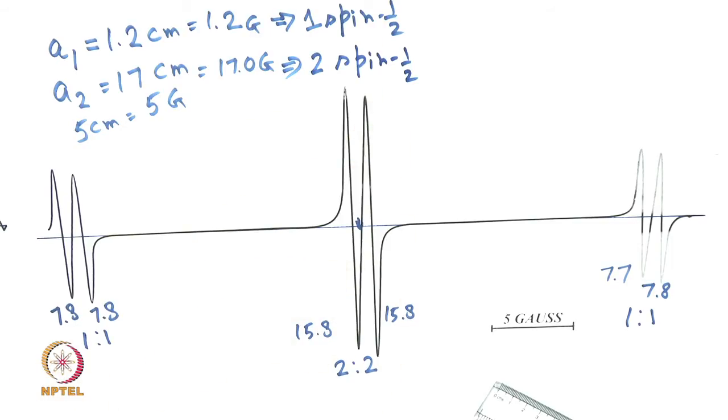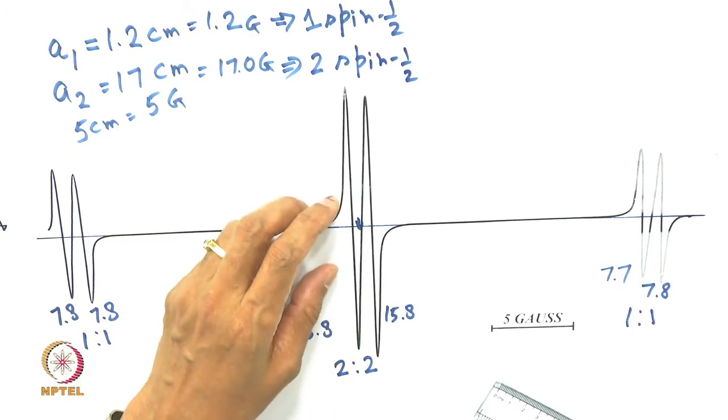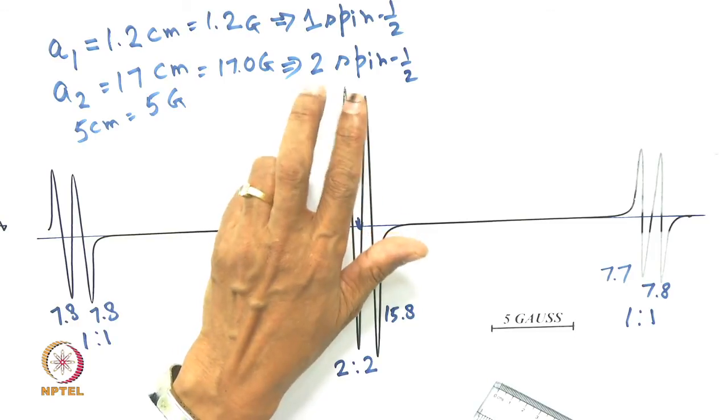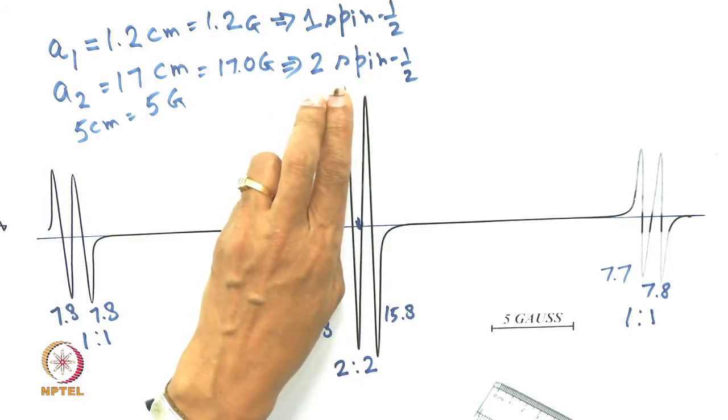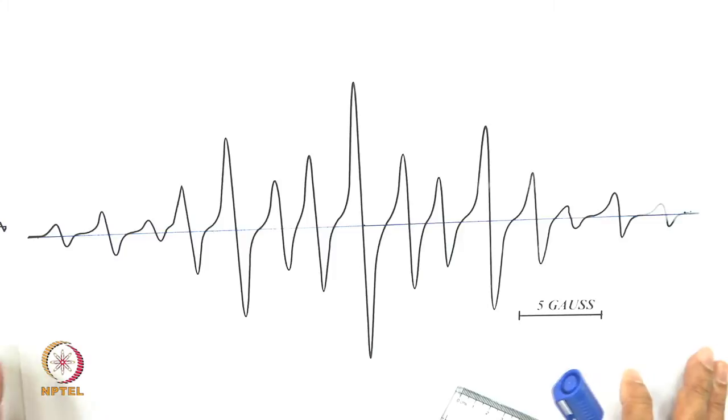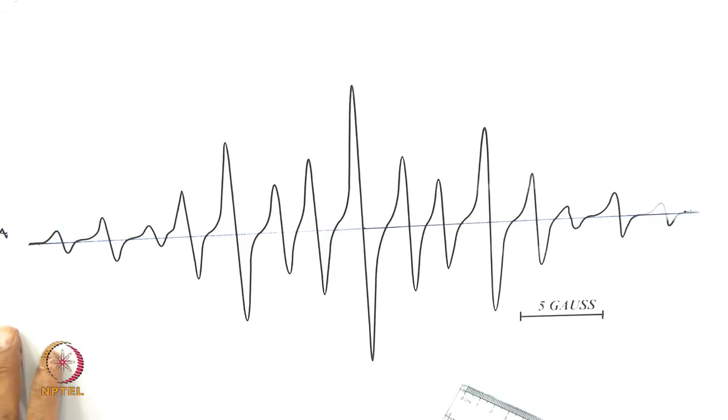Again, without knowing the chemistry of the formation of the radical, it is very difficult to say what precisely the radical is. All we can say is that the radical has one spin half nucleus and two spin half nuclei, and those two nuclei are equivalent. Now, we do a little more complicated spectrum.